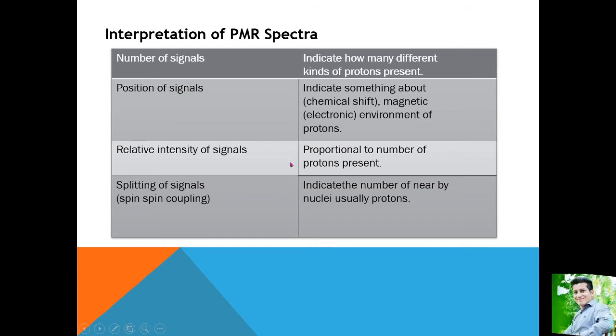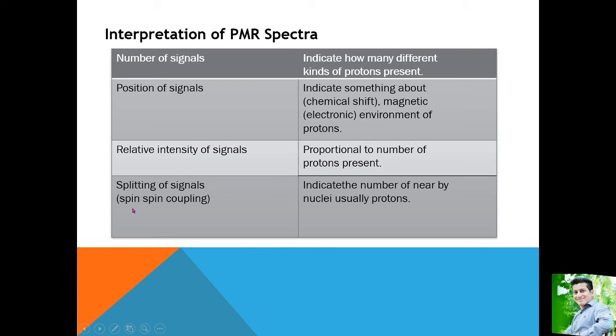So this is a short outlook of the interpretation of PMR spectra. Briefly, we learn this phenomenon in a different presentation. Here we have some key differences. Position: we have to learn the exact position of the signal. It indicates something about the chemical shift and the magnetic environment of the proton. Also we can consider the relative intensity of the signals. It can give the proportional number of protons present in that particular compound.